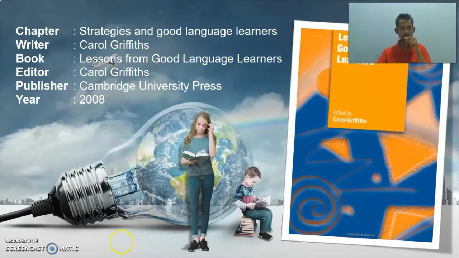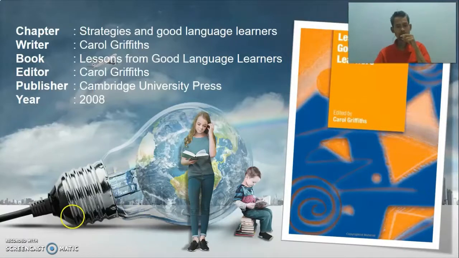This chapter consists of two main topics. The first one is defining and classifying strategies, and the other one is how do good language learners use language learning strategies. And under the second topic, there are four subtopics. The first one is the study, and then the second one is the implications for the teaching or learning situation, and then the third one is questions for ongoing research, and the last one is conclusion.